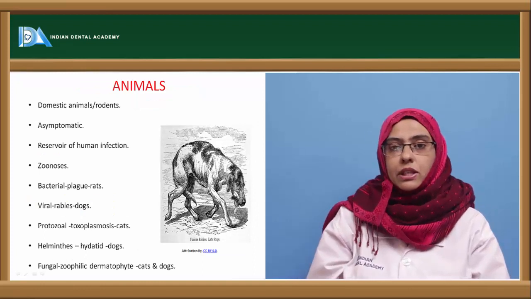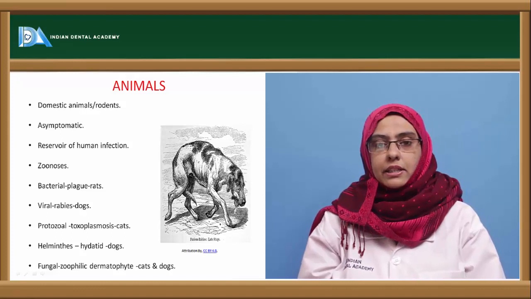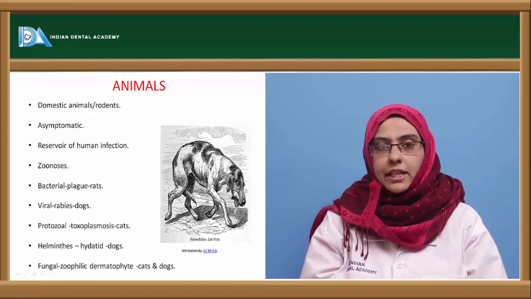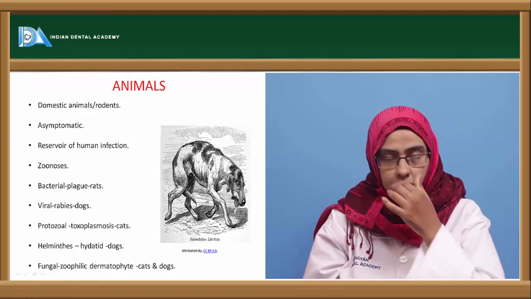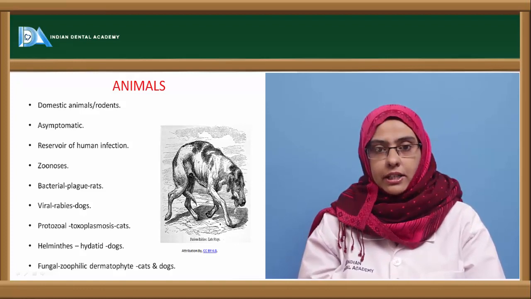Now coming to the other source of infection, the animals. Animals can also act as a source of infection, and the infections that we get from animals are called zoonotic infections or zoonosis. Here the domestic animals or rodents are the ones that can usually spread the infection.